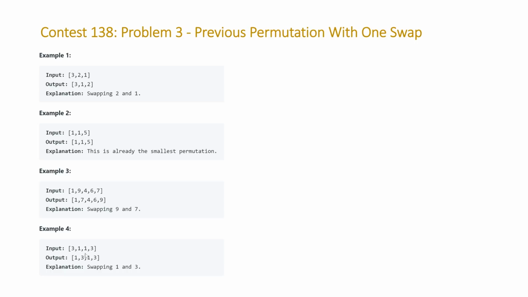So they have the input 3113, and my algorithm would identify 3 as the first element that breaks the decreasing order, and then the second last element, which is the 1 here, and then swap those. And that would give you 1133. But if you compare that to 1313, that's lexicographically smaller. So it's not the previous permutation with one swap. So the algorithm that I just showed gives you 1133, but really we want to find 1313.